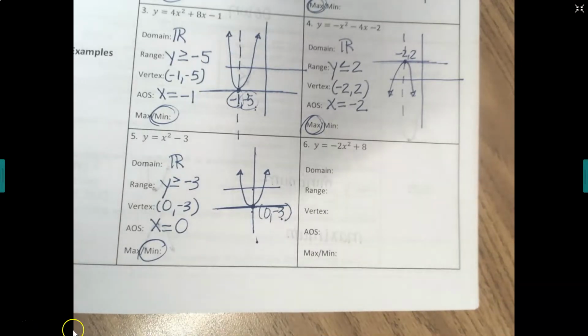What I would like you to do is pause the video and do the entire last problem on your own, see if you can answer all these questions, and then restart the video to check your answers.